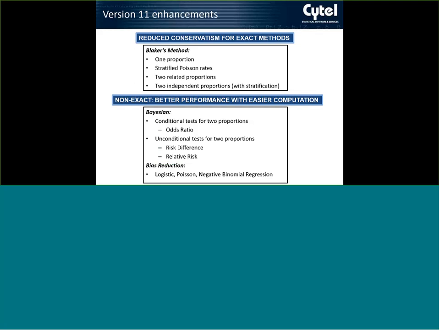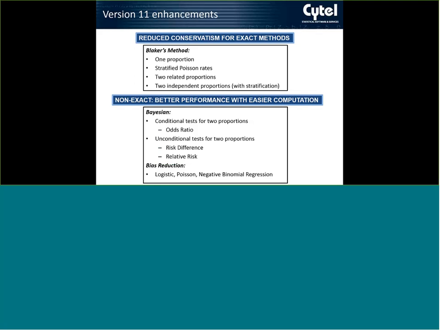So in StatXact, a whole cadre of Bayesian methods have been included for comparing two proportions. Those allow investigators to compute confidence intervals and to do inference for odds ratios, as well as risk difference and relative risk for two proportions. Which is very useful because, I'll talk about this more in just a moment, inference for the risk difference and the relative risk is only possible in an unconditional analysis, which is much more computationally difficult.